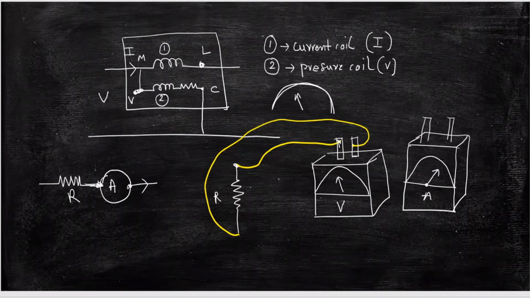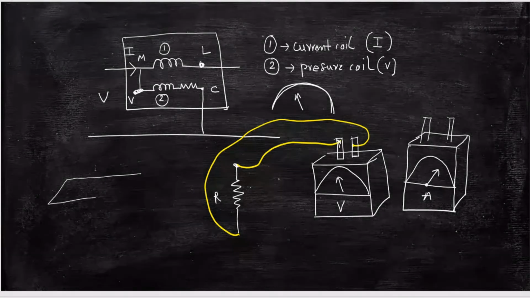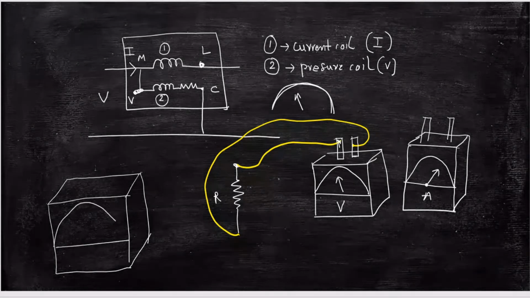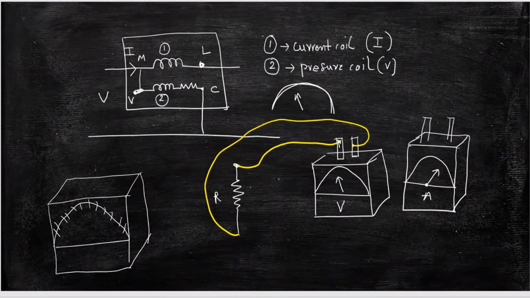Likewise, if you want to measure the power, the same kind of meter, the wattmeter, will have how many terminals? Four terminals. Suppose this is your wattmeter and this is your scale. The wattmeter will have four terminals. What are the names given to these four terminals?